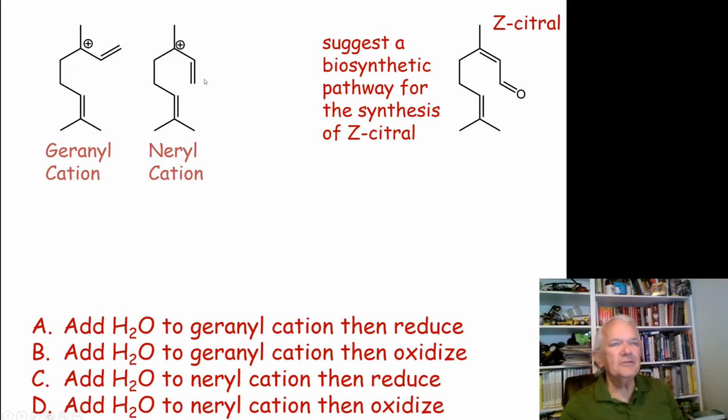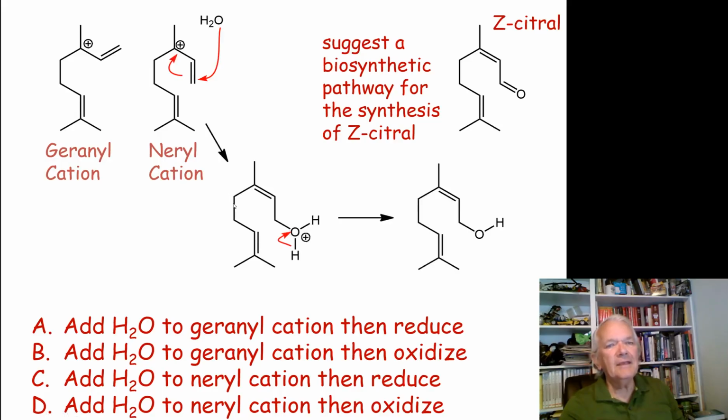Well, this starts off as a cation. You're going to go to an aldehyde. Obviously, that is not a reduction. It's an oxidation. So we're going to add water to the neryl cation, and then we're going to oxidize it. So if we added water here, moving the double bond over, we'd have an alcohol. Then we oxidize that alcohol. So the real question then is, how in the world do we do that oxidation? What's that oxidation all about?